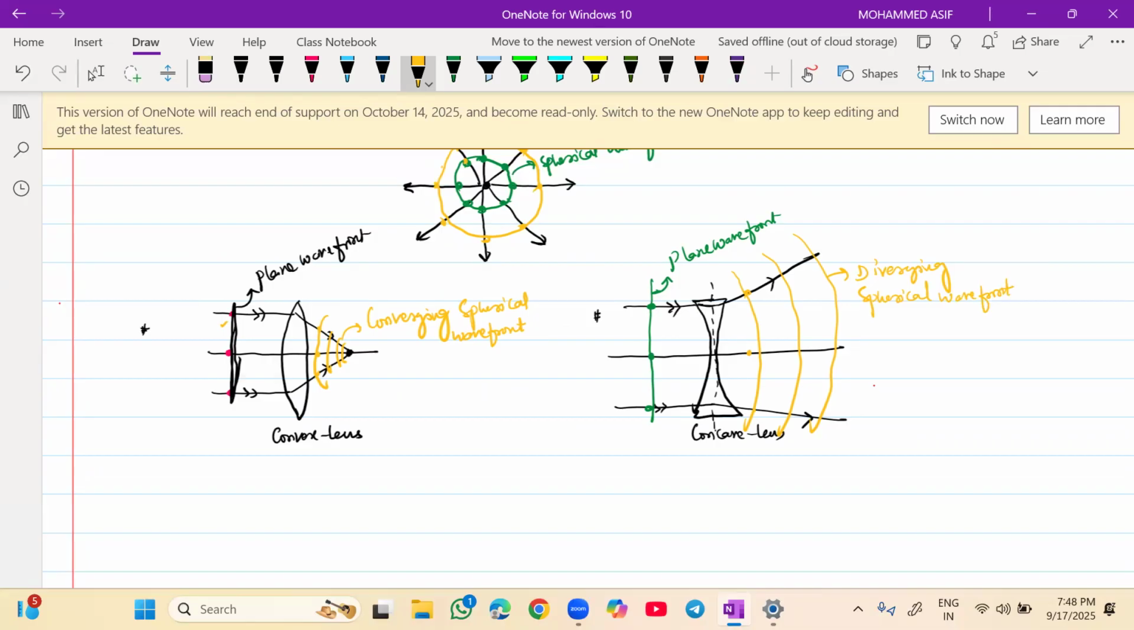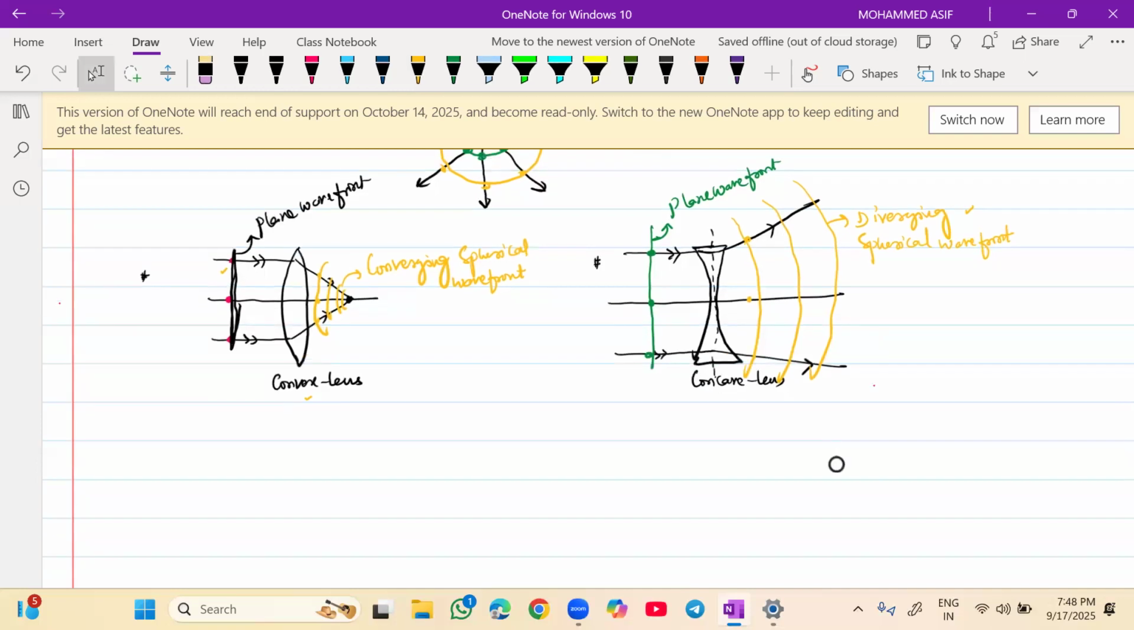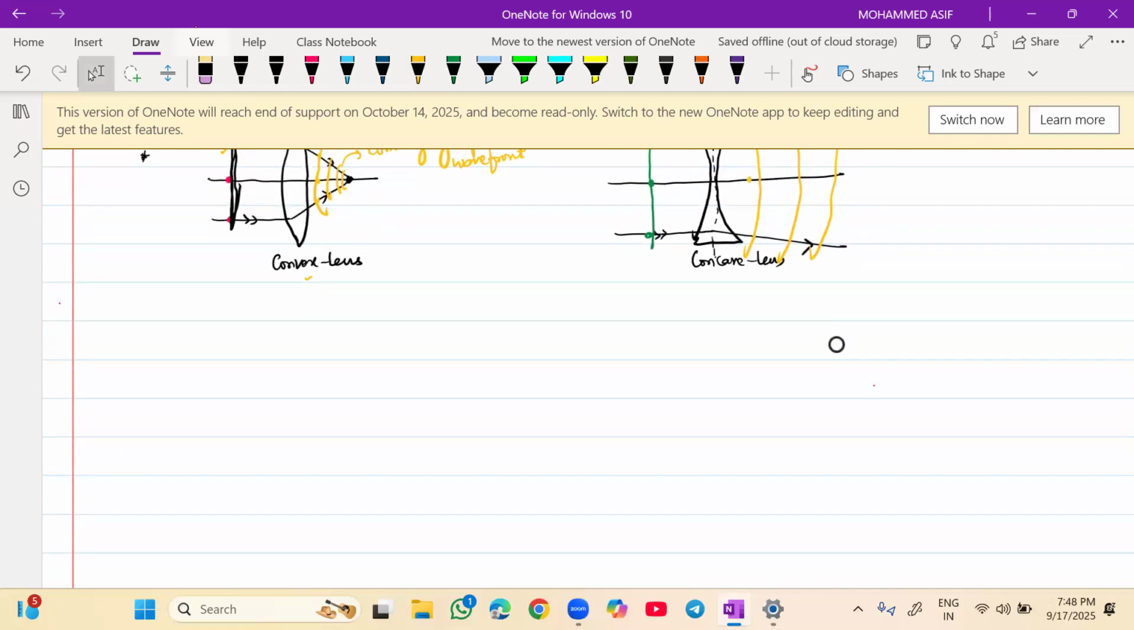If a plane wavefront is incident on a concave lens, what type of wavefront are we getting? A diverging spherical wavefront. When a plane wavefront is incident on a convex lens, we get a converging spherical wavefront. Am I clear? Sure. Tell me the answer for this one.